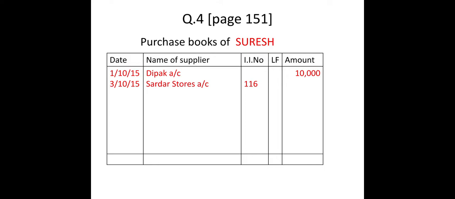So actually the amount is 20,000, but there is a 10% trade discount. We are getting a 10% discount. So 20,000 minus 10% of 20,000, that is 2,000.